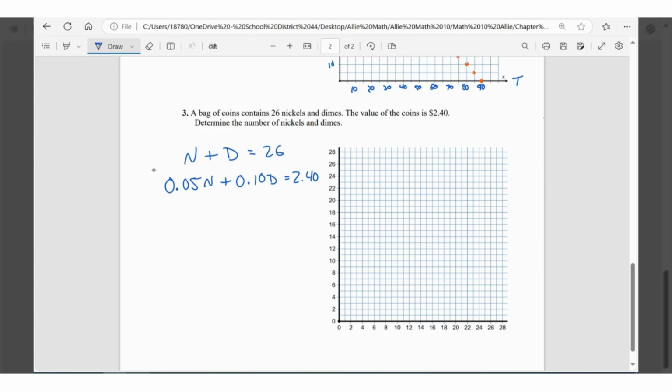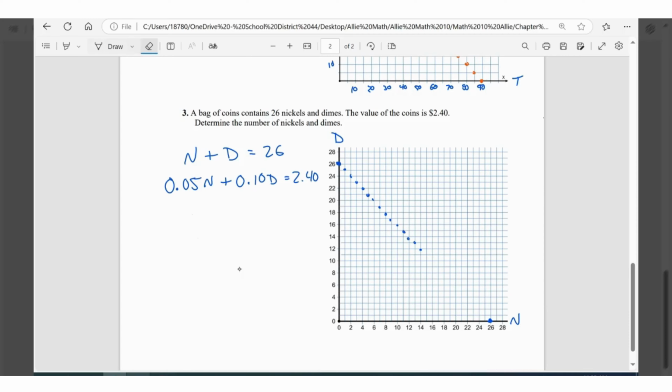Okay, let's do this one first, and then I'm going to put this one in slope-intercept form. So let's put our nickels here and our dimes here. And so we know that if we have 0 nickels, we're going to have 26 dimes. We know that if we have 0 dimes, we'll have 26 nickels. Okay, and we can plot every dot in between. Where am I? I feel like I'm off one already. There we go. I was painstakingly plotting this and hoping that I wasn't somehow one off. But I don't think I am.